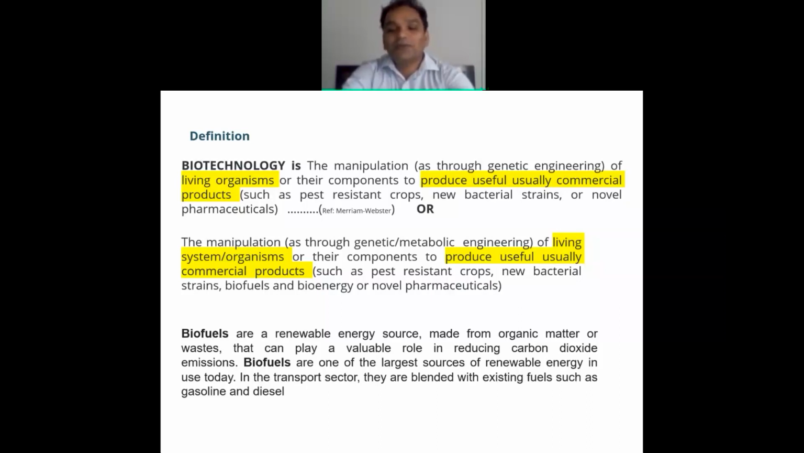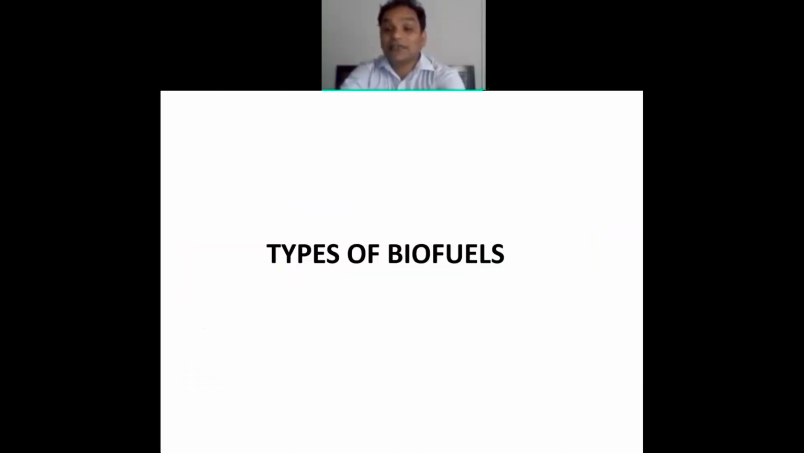So what I'm trying to say here is that biomass could be utilized and the content within the biomass could be capitalized up to the level of bioethanol in a very sustainable manner. But certain challenges are associated with it as well.